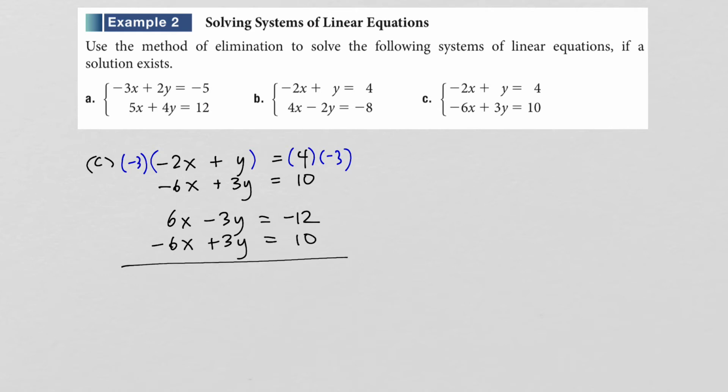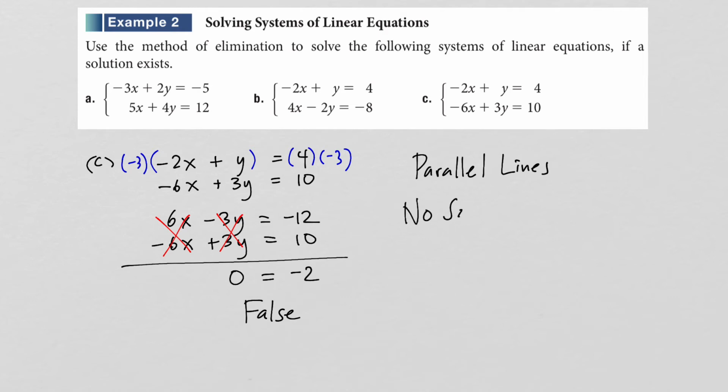Now you can see when you add these together, the x variable cancels, the y variable cancels. That leaves you with 0 on the left side, but on the right side you have -2. Okay, so this is another special situation, but this is a false statement. And when you get a false statement, what that means is these two lines do not intersect. So what we have here are parallel lines. And that means that there is no solution.